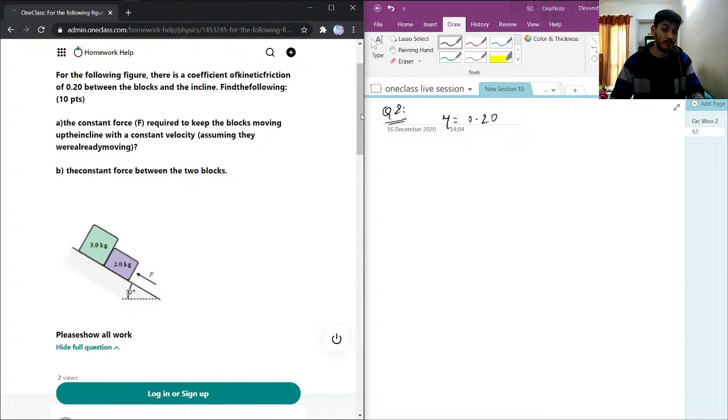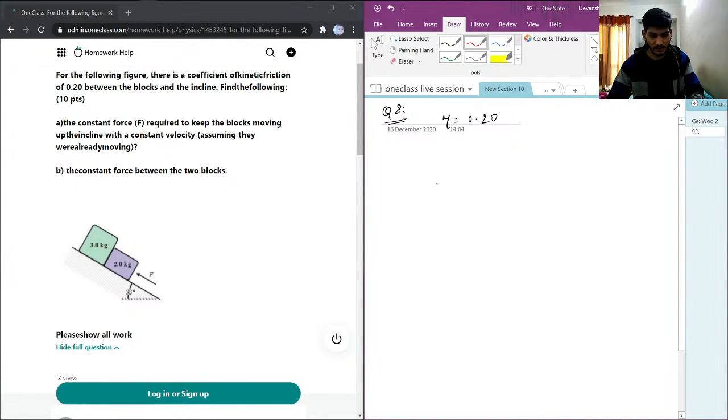We have also given points for this question. A: the constant force F required to keep the blocks moving up the incline with a constant velocity, assume they were already moving, and B: the contact force between the two blocks. So I will just draw this diagram.